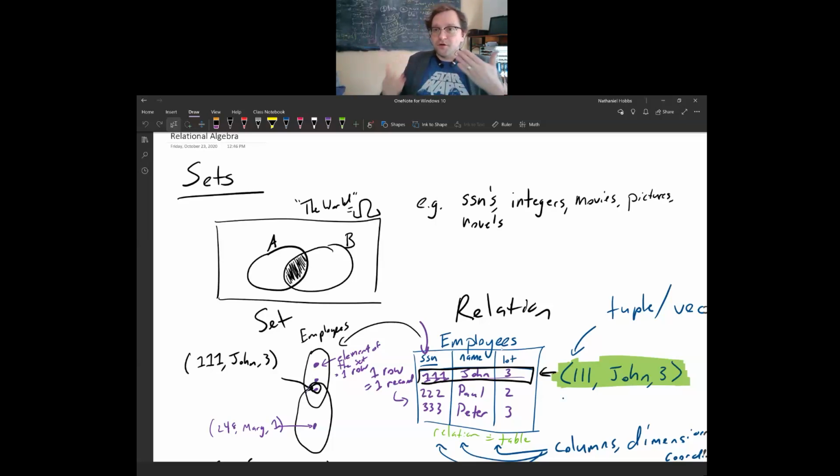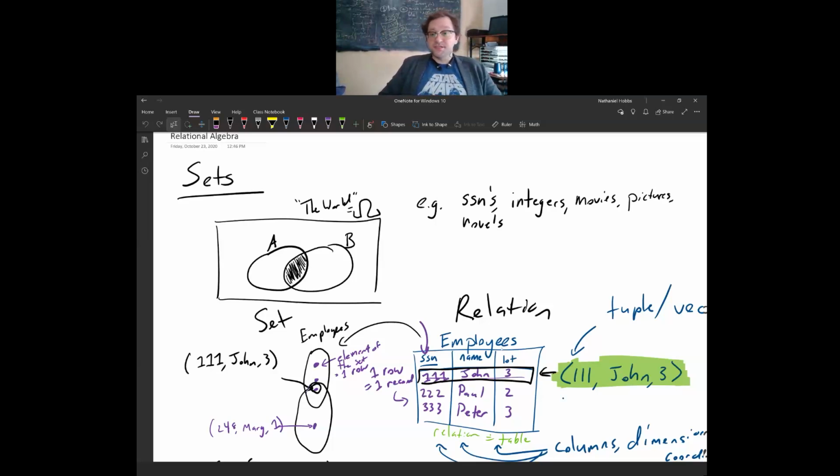Now there's a lot of overlap between a relation and a set. I think it's useful to have both in your mind. A relation is like a table with named columns. Each column also has a type, and then the rows of this table are the values for that row. And every row is one unit of, like, one packet of information.